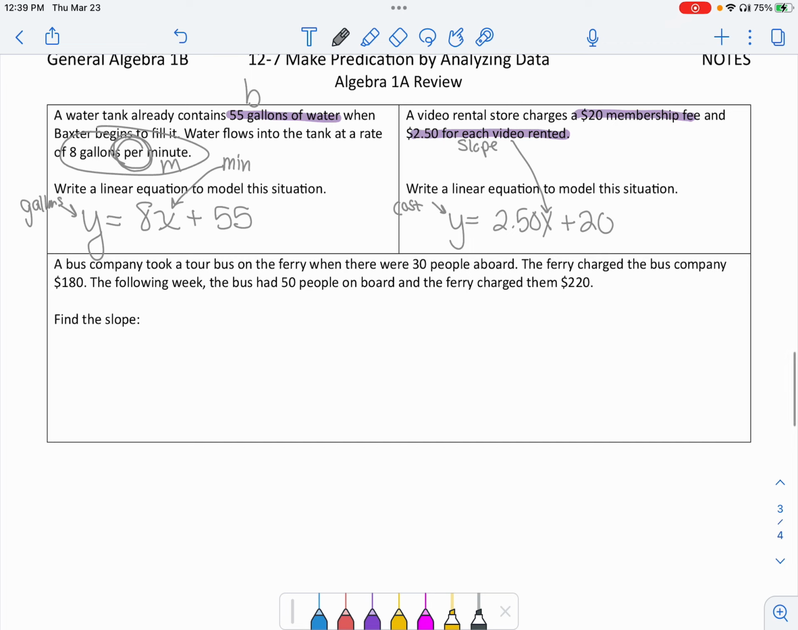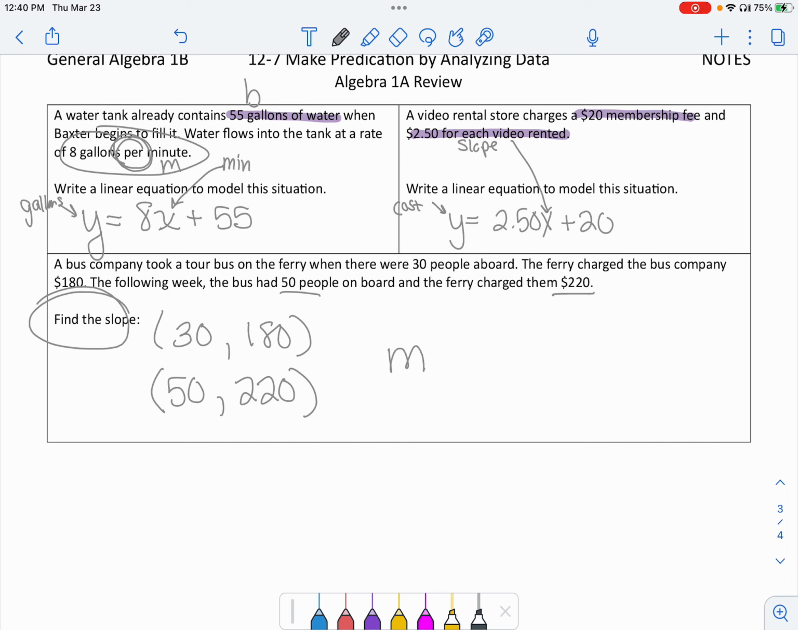A bus company took a tour bus on the ferry. 30 people were aboard. The ferry charged $180. That is not an initial fee. That is a point. The following week, 50 people cost $220. I see 2 points. I see 30 people being 180, and I see 50 people being 220. So this one is different. I only want the slope. I think getting y equals mx plus b might be too much, but the slope we can absolutely calculate.